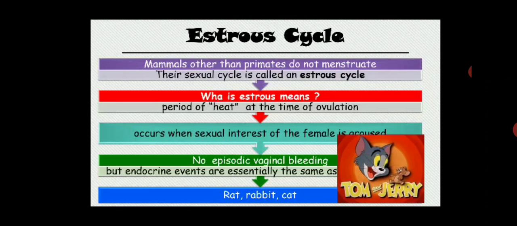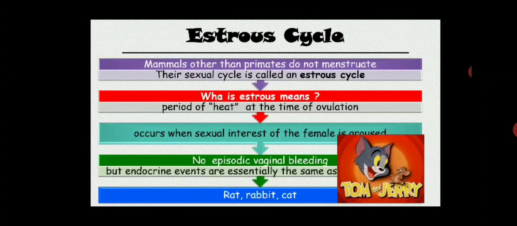So what is the estrous cycle? The estrous cycle is the cycle that is present in mammals other than the primates, other than humans, right? So basically there is a period of heat at the time of ovulation. That ovulation only happens when the female is sexually interested or aroused in sexual activity. Got it? So there is no episodic vaginal bleeding, as happens in humans, right? This is the estrous cycle.